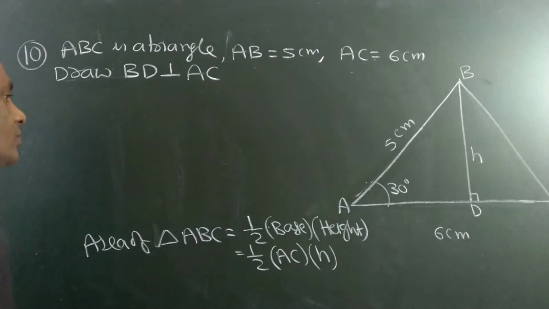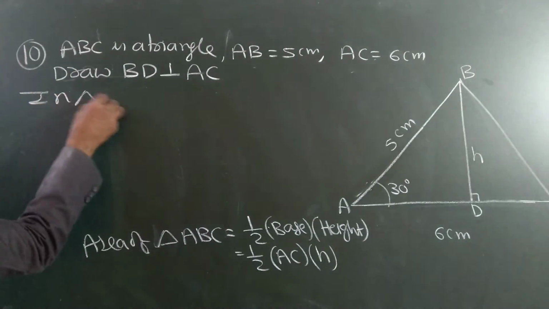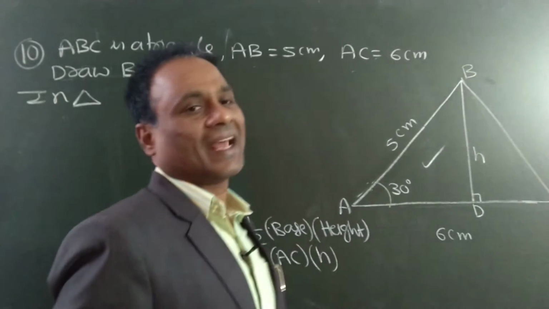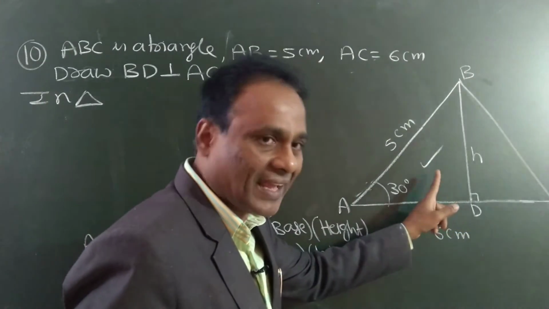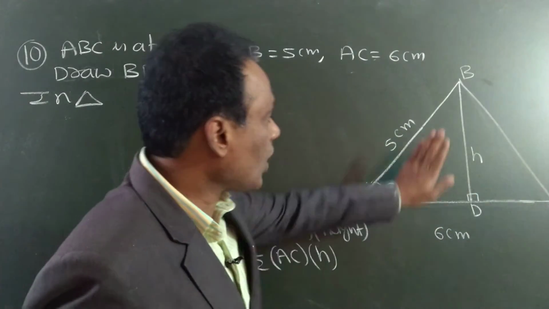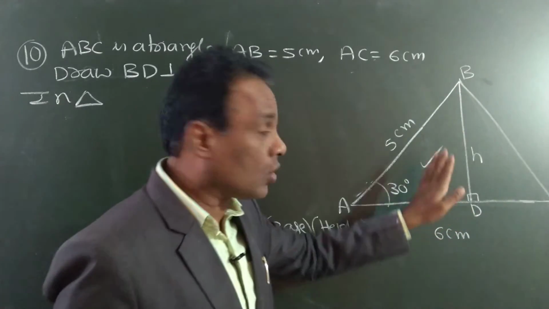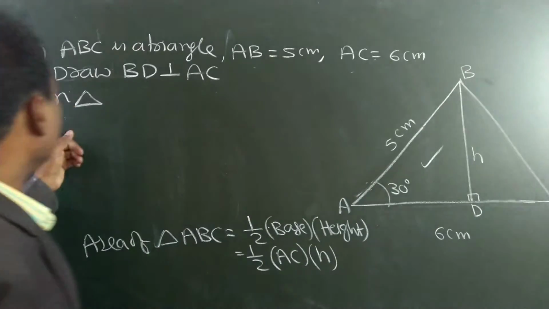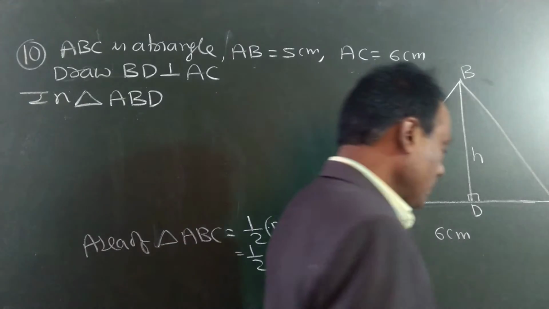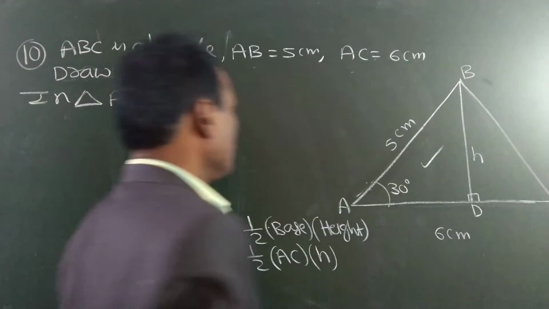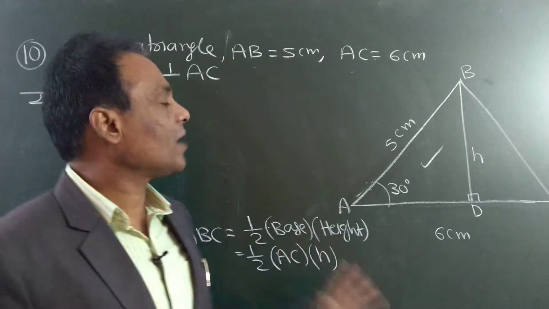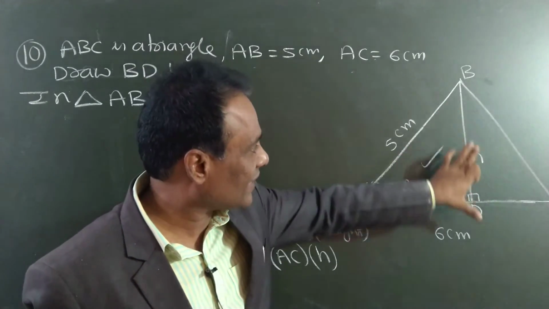Now, in triangle, I am taking this triangle, not the full triangle, only the left side triangle. Is it a right angle triangle? Yes, because this is perpendicular, so it will be 90 degrees. So I am taking triangle ABD, only the left side triangle. In triangle ABD, I am going to find this BD, this H value.